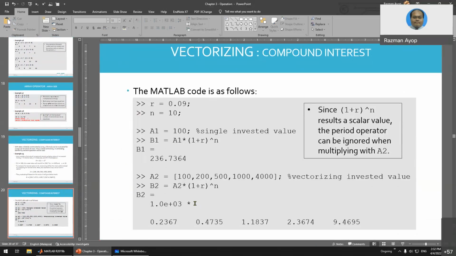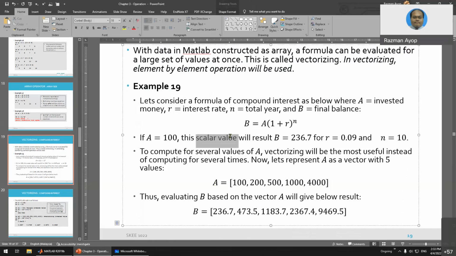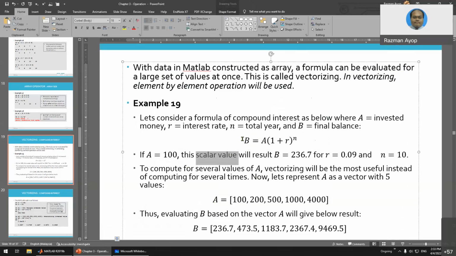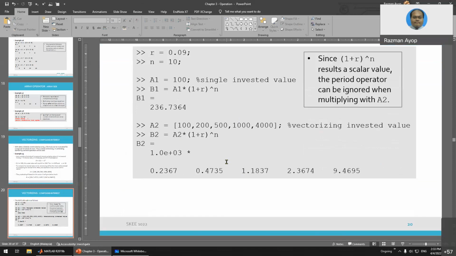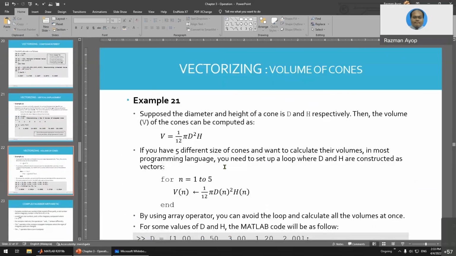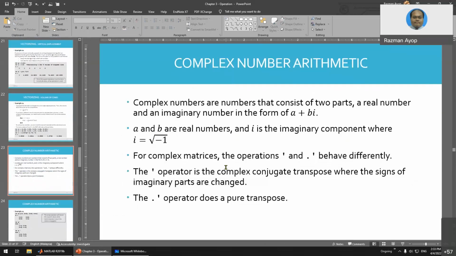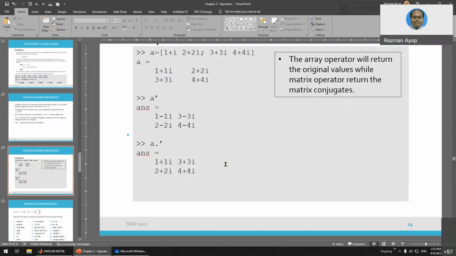But for this case, it doesn't matter because this one is a scalar value multiplied with multiple arrays, so no need to worry. But in other cases, you always need to use array operation. Usually if you have a problem with multiple values to change, always use array. Does that answer your question? Yes. Okay, thank you. Welcome.